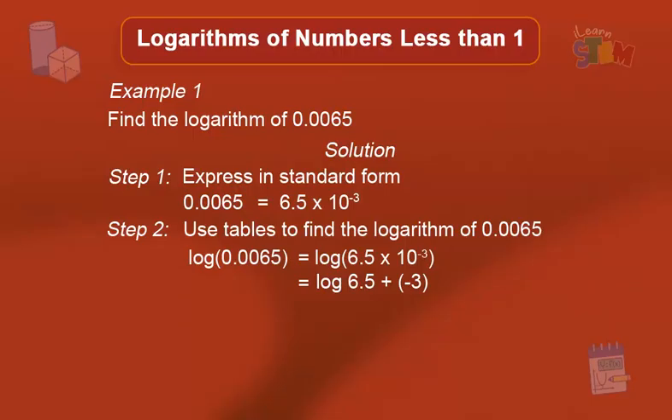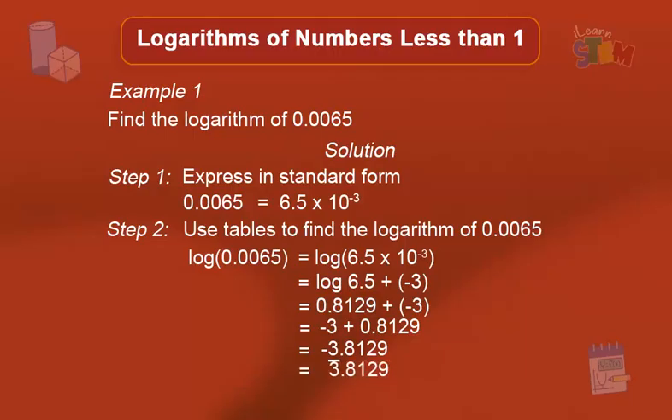Now, let's proceed. Equal to 0.8129 plus minus 3. Let's now rearrange the terms to make it clearer. Equal to minus 3 plus 0.8129, which is equal to minus 3.8129. This negative index, minus 3, should be written as bar 3.8129. So, log 0.0065 equal to bar 3.8129.